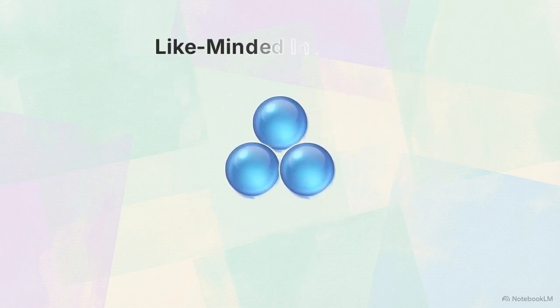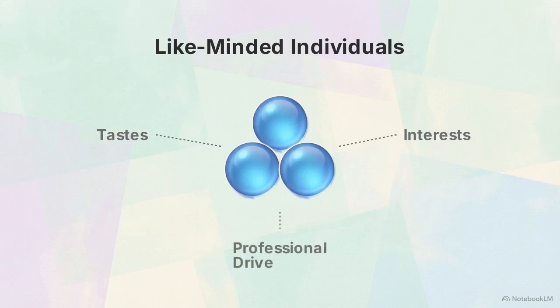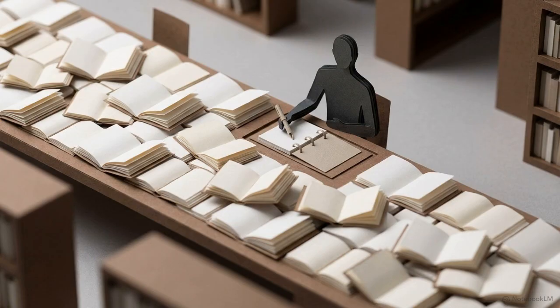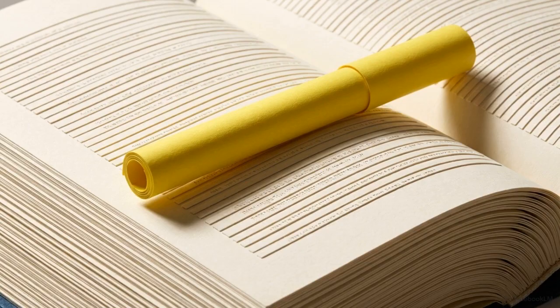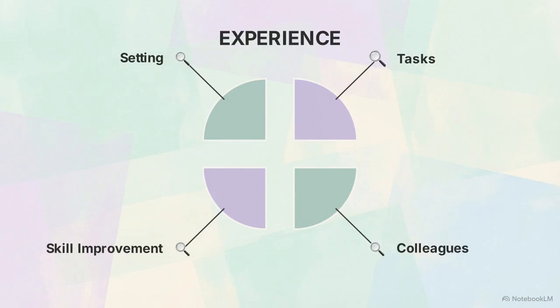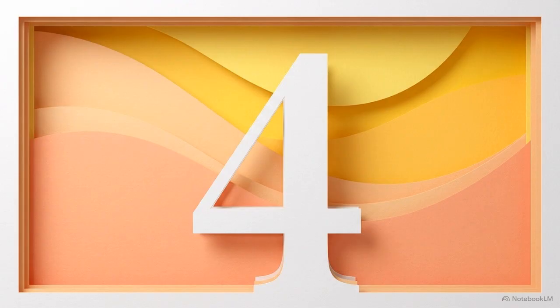Next, define the colleagues you want to work with by calling them like-minded individuals, people who share your tastes, interests, and professional drive. Finally, to show you are already taking action toward this goal, use the phrase hone my skills to describe how you are sharpening your abilities through study or practice. Shifting your speech from abstract descriptions to concrete daily operational details proves you have the language skills to handle real-world scenarios.